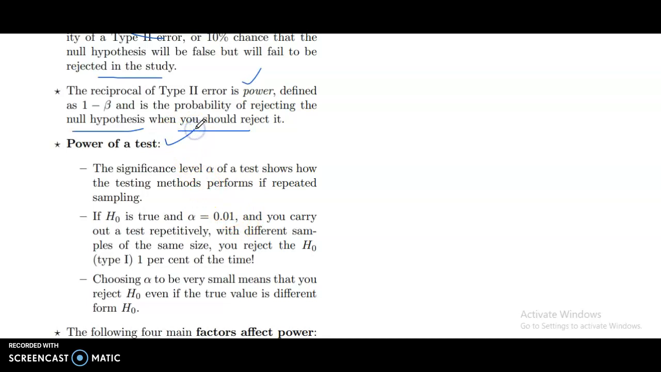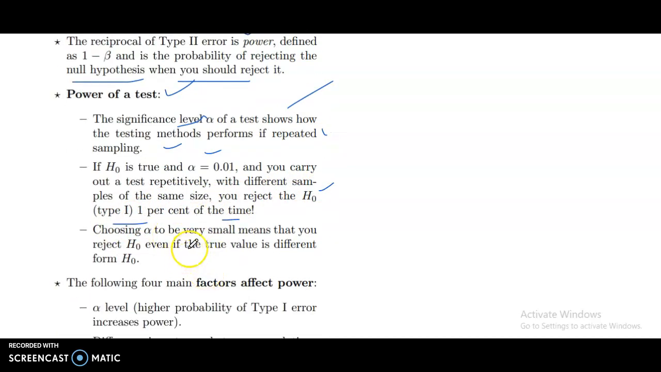Power of a test. The significance level alpha of a test shows how the testing method performs under repeated sampling. If H naught is true and alpha equals 0.01, and you carry out the test repeatedly with different samples of the same size, you reject H naught 1% of the time. Choosing alpha to be very small means that you reject H naught even if your true value is different from H naught.